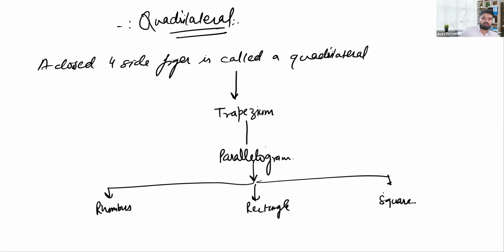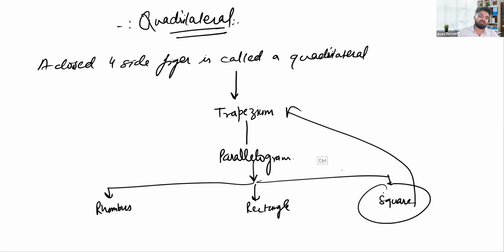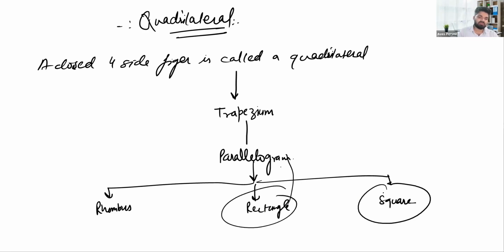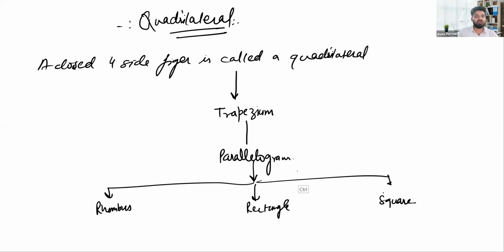So if I'm talking about quadrilaterals, what are trapeziums? All squares are also trapezium, all rectangles are also trapezium, all rhombus are trapezium. Similarly, all rectangles are parallelograms, and all parallelograms are trapezium. From bottom to top it is correct. You understood?